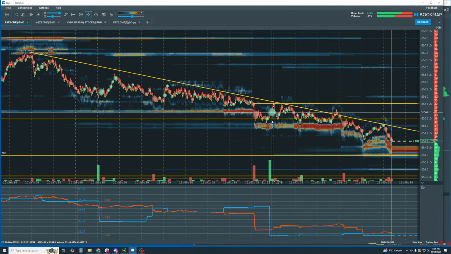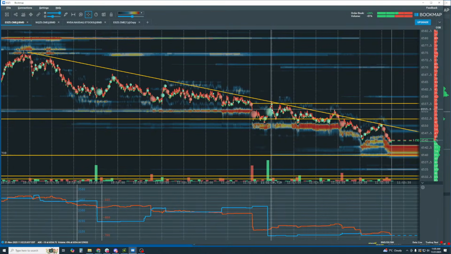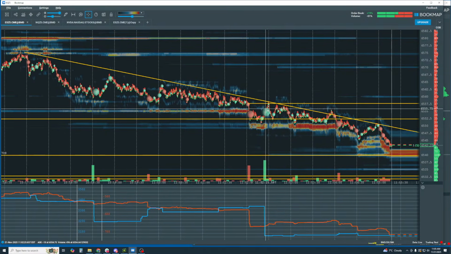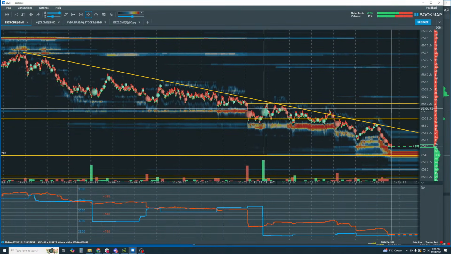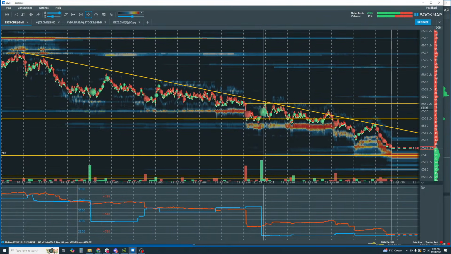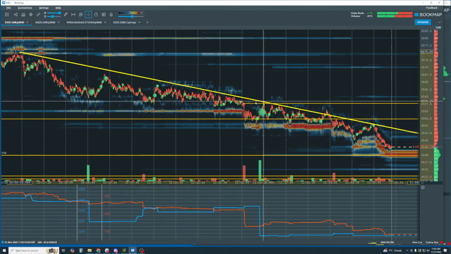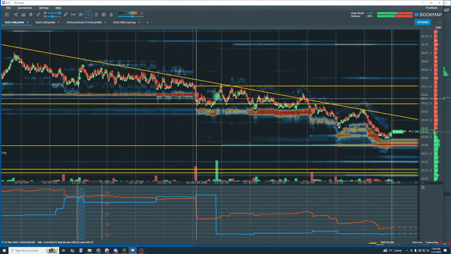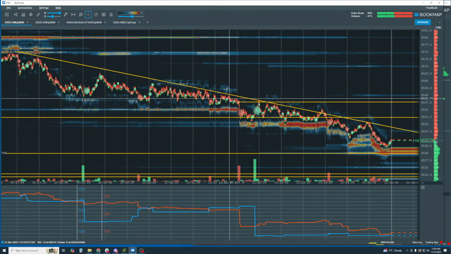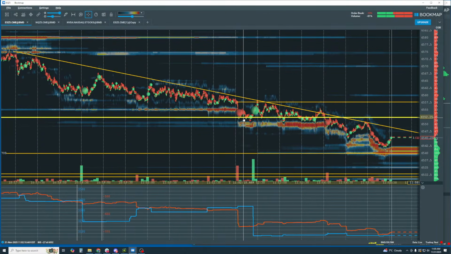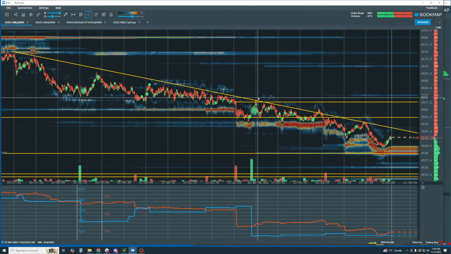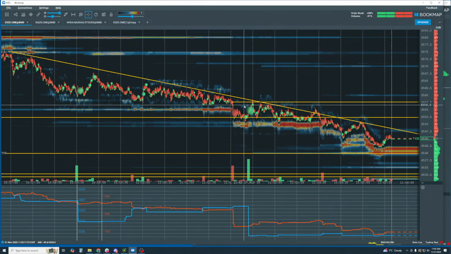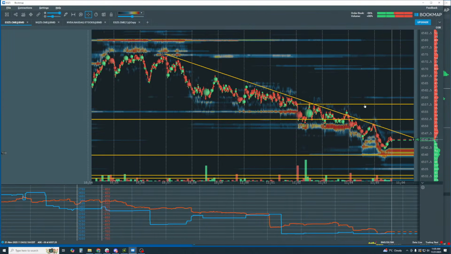Okay, so that was where these buyers actually met sellers. They went smack right into sellers. Okay, 300 of them. And yeah, so price has accepted and continues to go lower after that stop run. And the scenario we were looking for is stop run, and then accumulation, and then a break of structure, and then the move higher. And that would be the scenario.